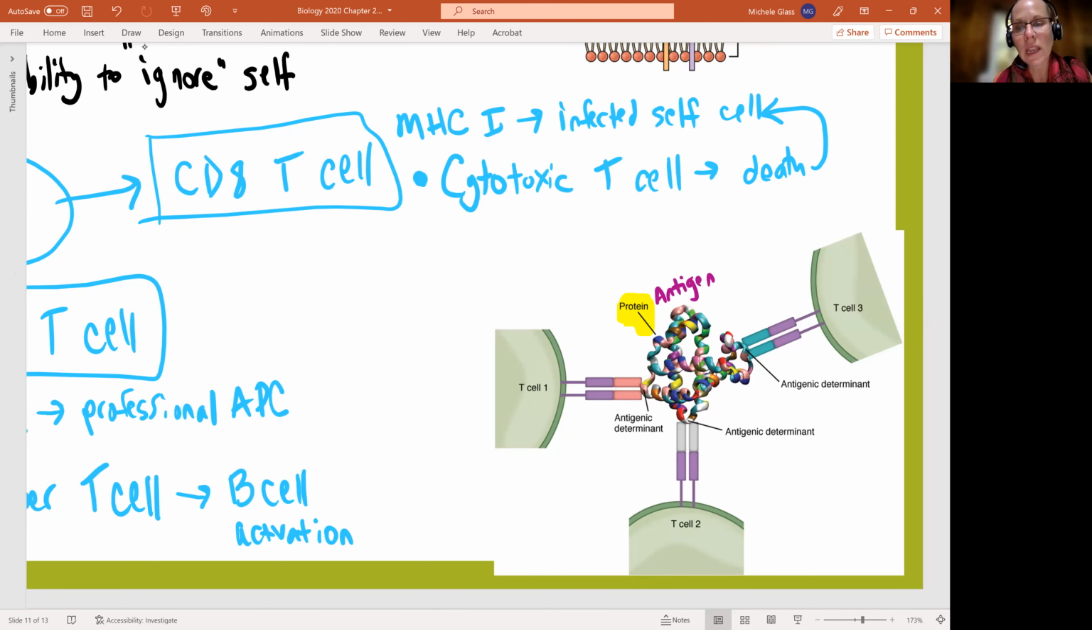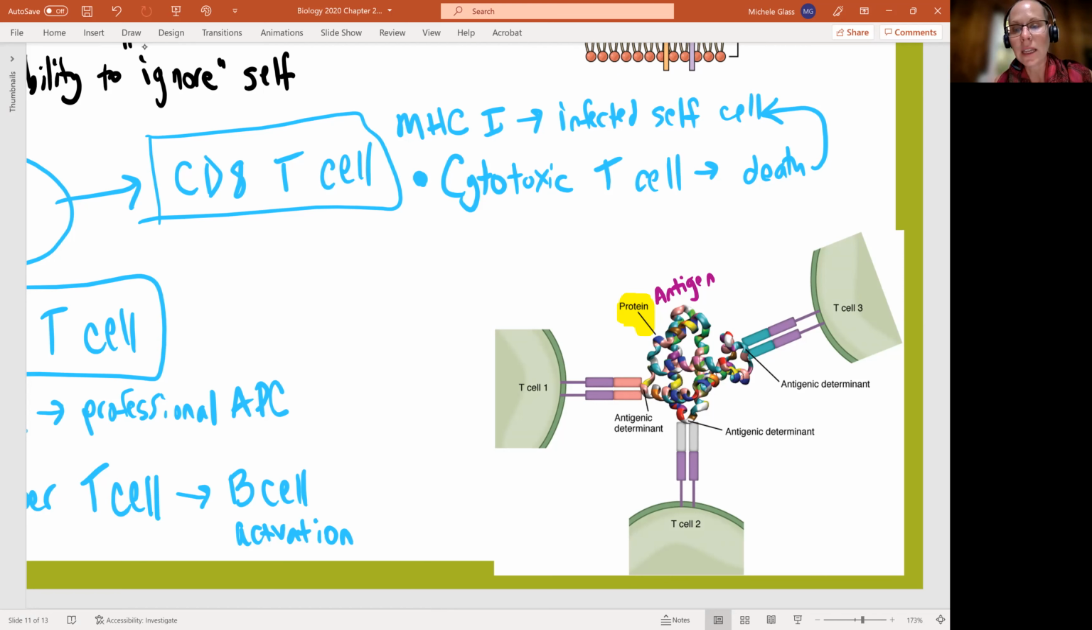And then notice that we have 3 different T cells. Each of those T cells, we see the variable region having a different color to represent that the variable region is variable between T cell 1, T cell 2, and T cell 3. And so what we're seeing is the antigen binding site of the T cell is binding to that particular part of the protein called the antigenic determinant.